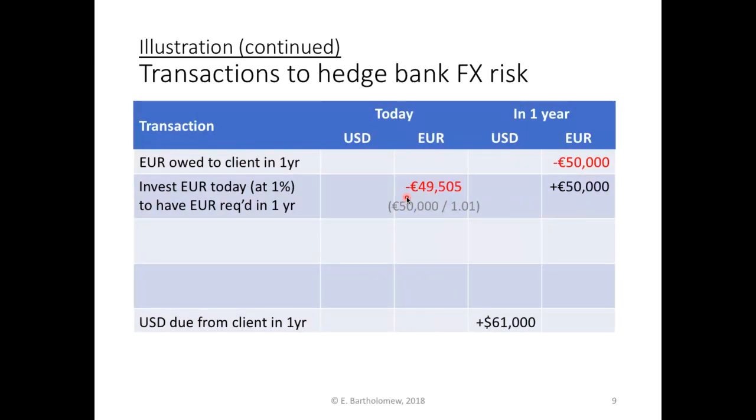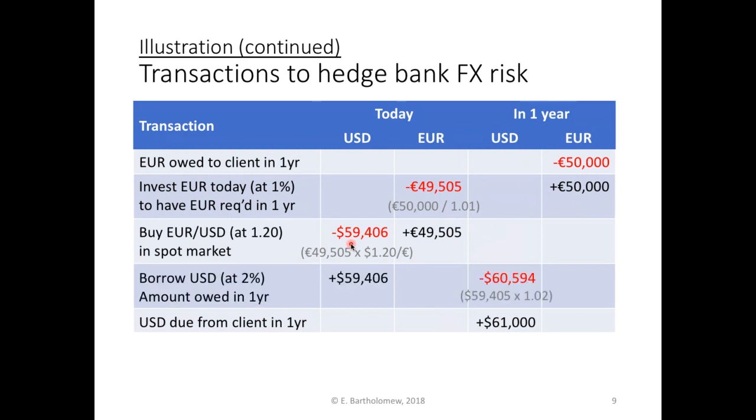So where do they get 49,505? Well, they could purchase that in the spot market today, and using today's spot rate of 1.2, they would pay $59,406 for that 49,505 euros. So now they've covered that. But where do they get the $59,406? Well, they could borrow it. So borrowing would mean they would receive an inflow of $59,406, and we assume they could borrow at 2%.